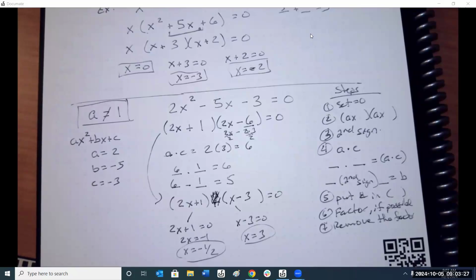All right, hold it. Now I have to clear up some more space on my papers. So hold on, everybody.